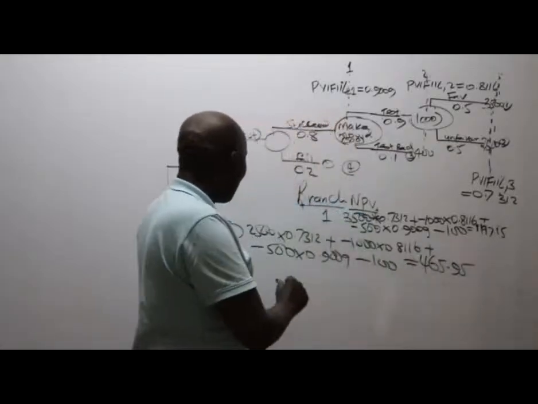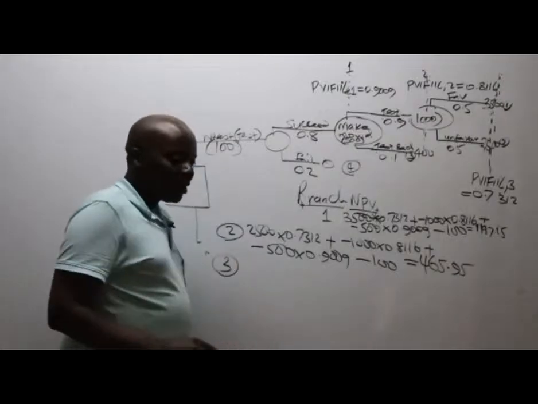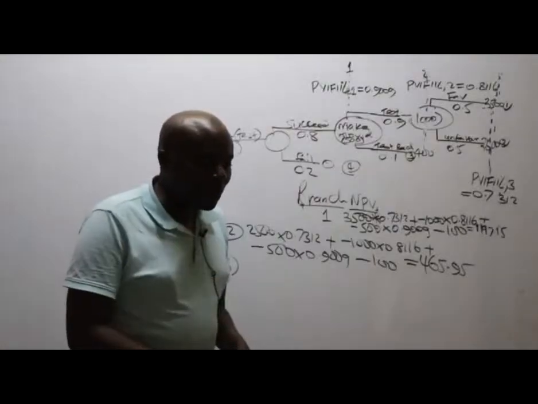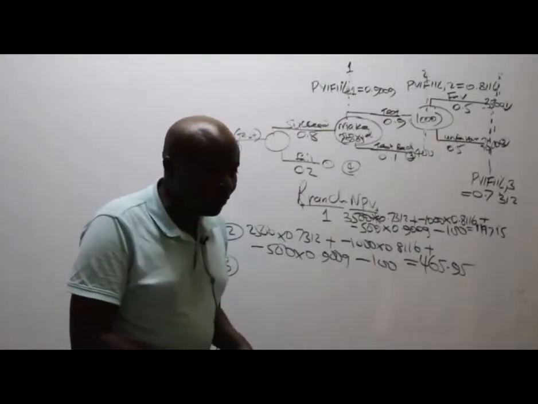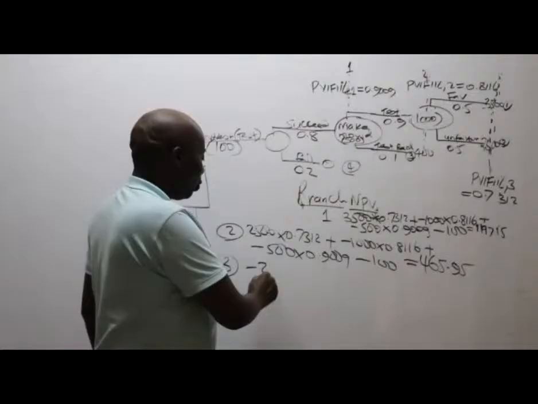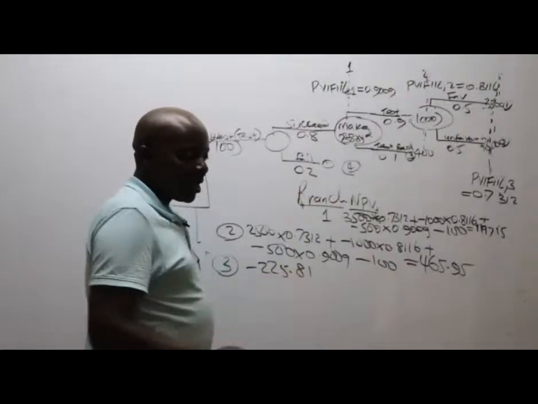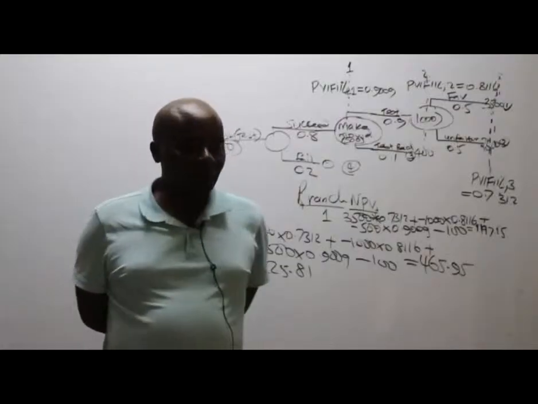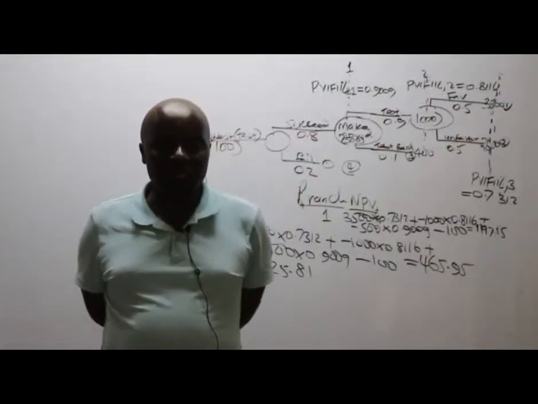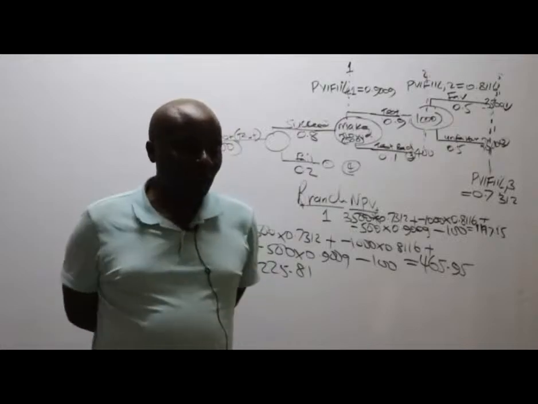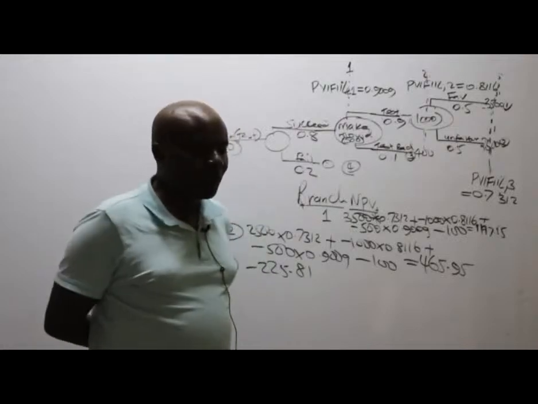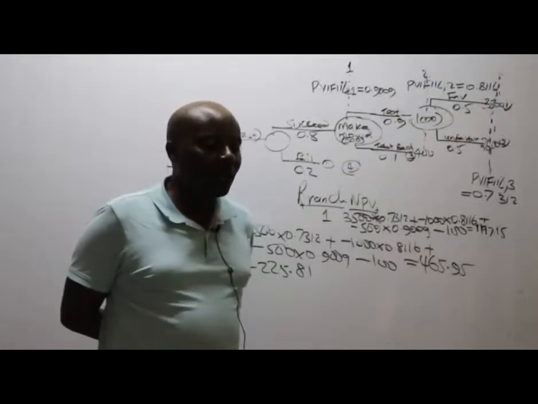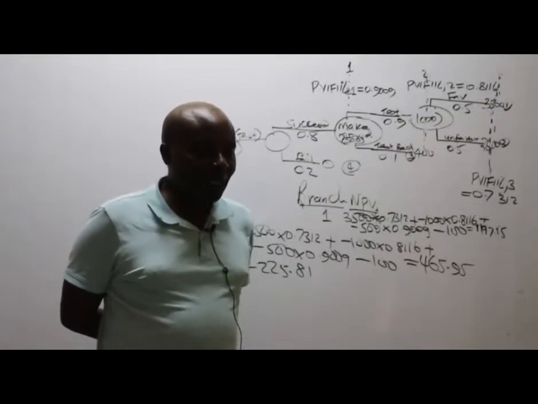Could you kindly now go to branch number 3 and give us a figure? The third branch, I'm being given a figure of minus 225.81. Is there somebody else who is able to get that figure, minus 225.81? Yes, I can see so many of them are getting this figure.